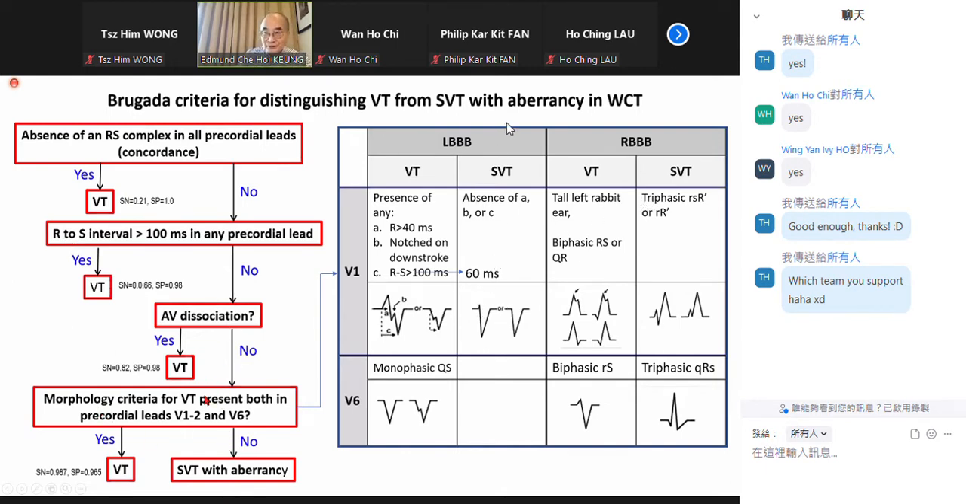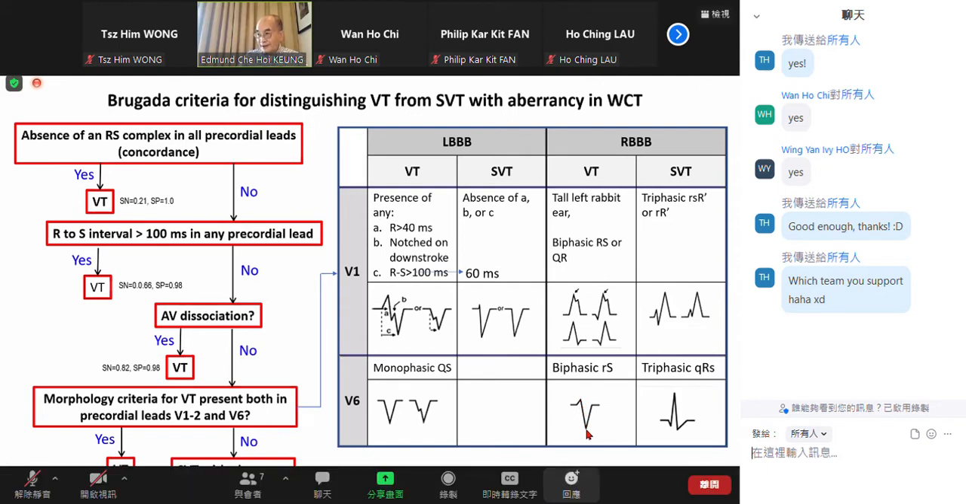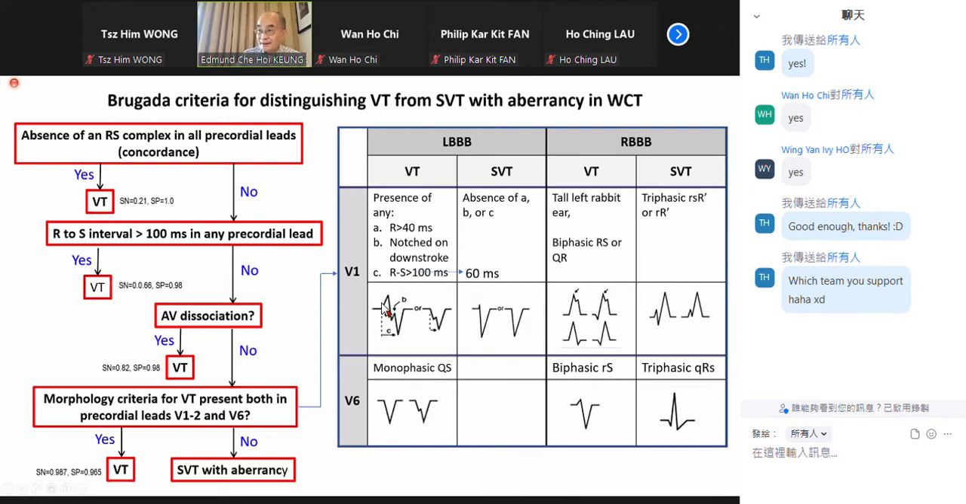Now, then you go for the morphology. If the wide complex is right bundle type, now you go through the left rabbit ear taller than the right. At the same time, when you see this, it also helps that V6 has a small r, QRS. Now the left bundle type VT is more difficult when it comes to morphology. And this, V1, it looks complicated, but you can measure it from here to here, and then this notch here. Unless you have a very good memory, I don't remember this. So I keep this whole image in my iPhone, and if I need to, I pull this up for comparison. I advise you to do the same.